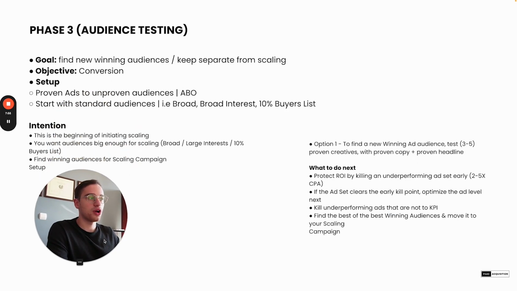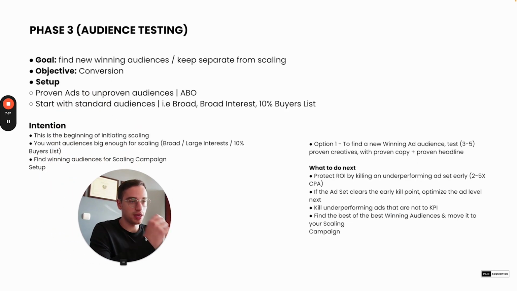Now, before actually hopping to phase 4, phase 3, initiated scaling, is audience testing. We need to identify 1 or 2 winning broad enough audiences so we can scale through after that in phase 4. So we need to use proven ads on unproven audiences. I have an ABO, I just have multiple broad enough audiences. It will be interest stacks and secondary interest stacks and some 10% buyer list lookalikes.